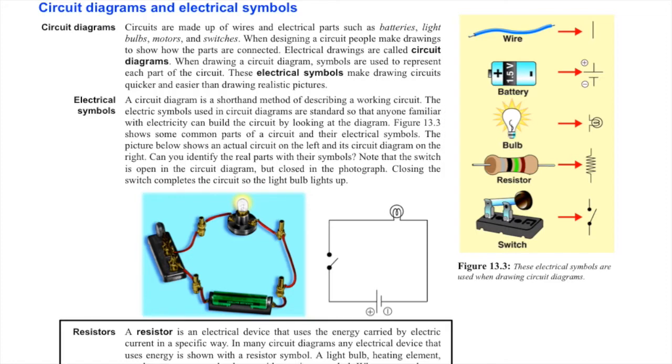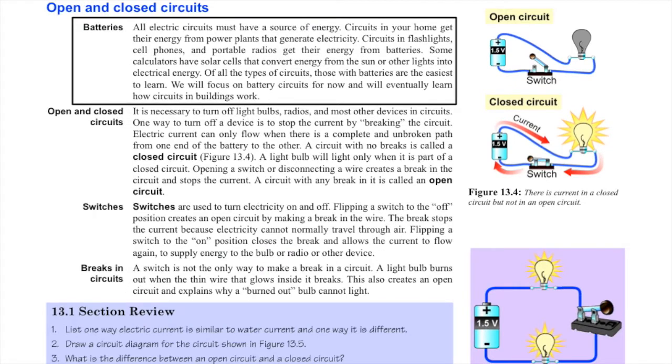Resistors. A resistor is an electrical device that uses the energy carried by electric current in a specific way. In many circuit diagrams, any electrical device that uses energy is shown with a resistor symbol. A light bulb, a heating element, speaker, or motor can all be drawn as a resistor. When you analyze a circuit, many electrical devices may be treated as resistors when figuring out how much current is in the circuit.